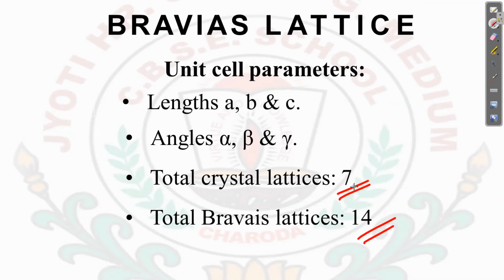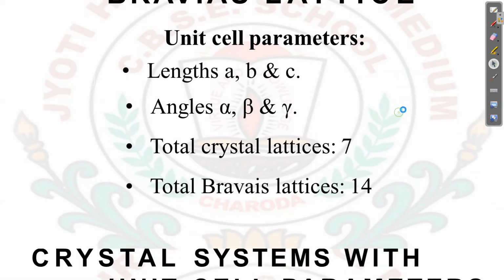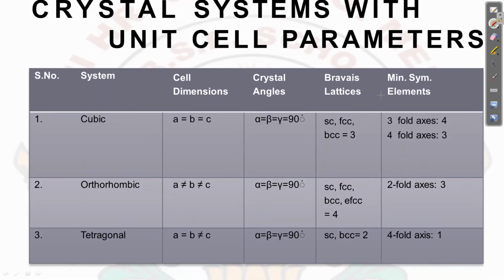The unit cell parameters by which the Bravais lattices are defined are the edge lengths a, b, and c, and the angles between these edges, alpha, beta, and gamma. So let's see the 14 Bravais lattices which we have to study in our course. The first is the cubic cell, where a equals b equals c. It means all the edge lengths are equal to each other. Here all the angles will also be equal to each other, equal to 90 degrees.